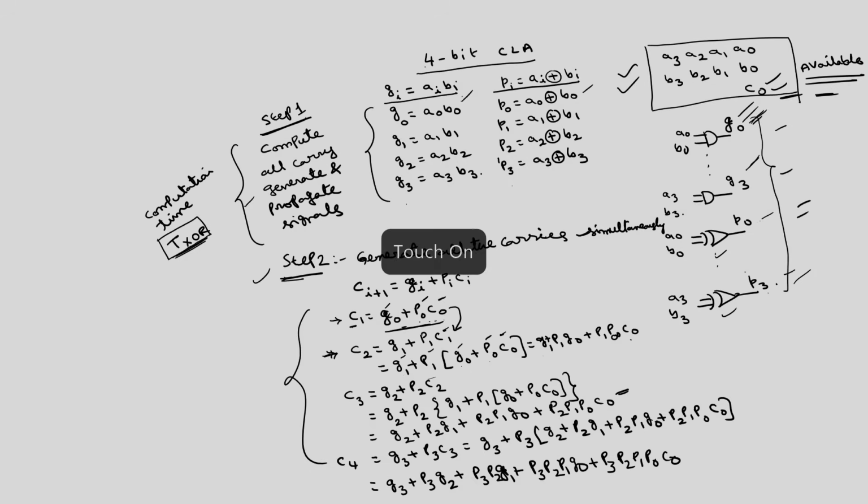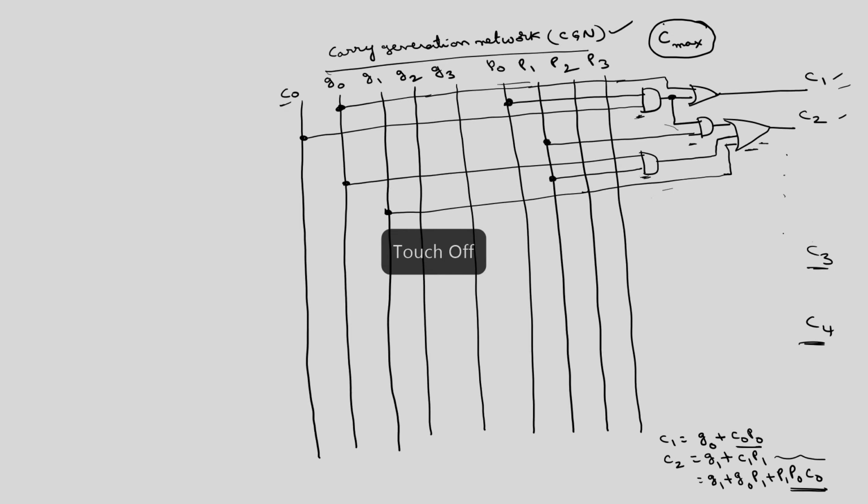In the first step the computation time is T XOR, here also we will call it T max, or C max. Or you can also call it T CGN, because you are calling this CGN. Now, we have generated all the carries. And the last step is, once you know the carries, I will represent this entire circuitry in a block.